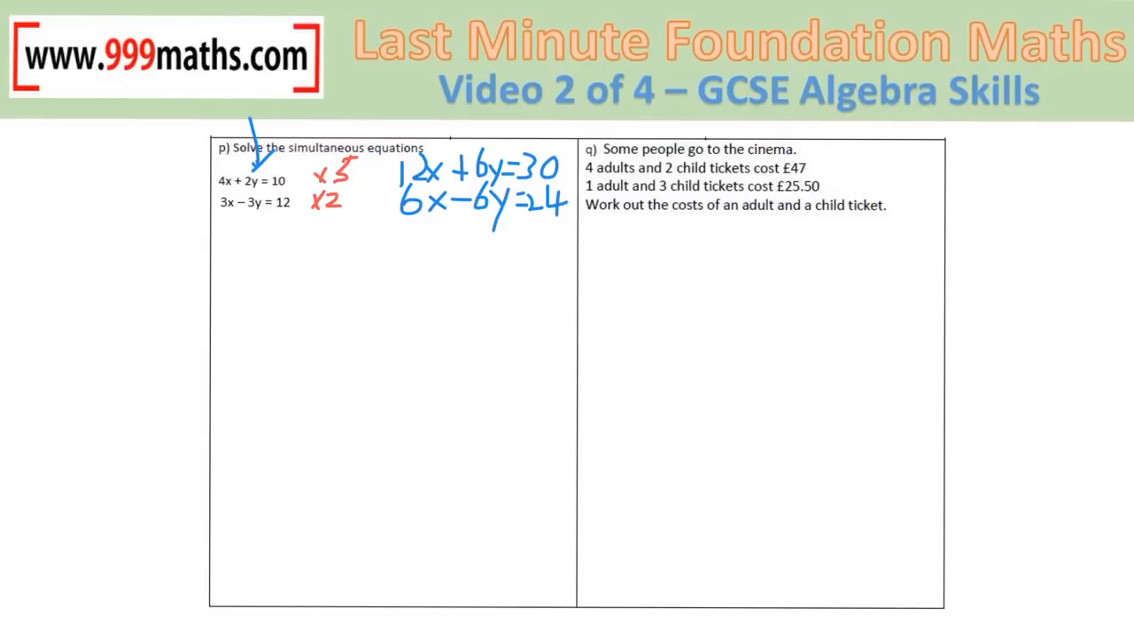Okay, now I've done that, I can see here that the signs are different, and when they are different, that means we then add them together. Divided by 18 will give me the value for x. And once I've got the value for x, I can substitute it back into the first equation to work out the value of y.